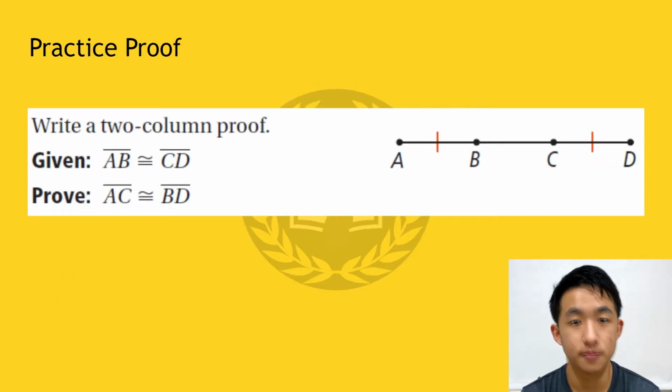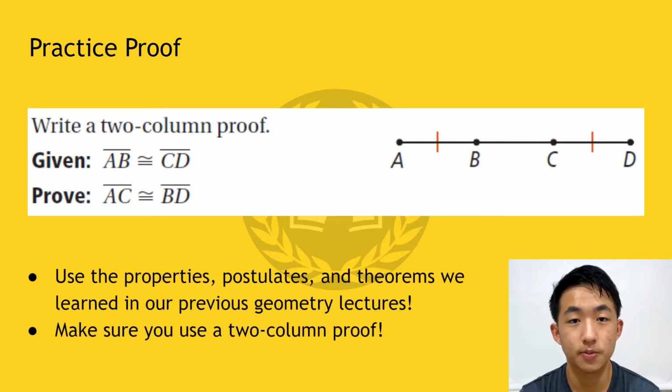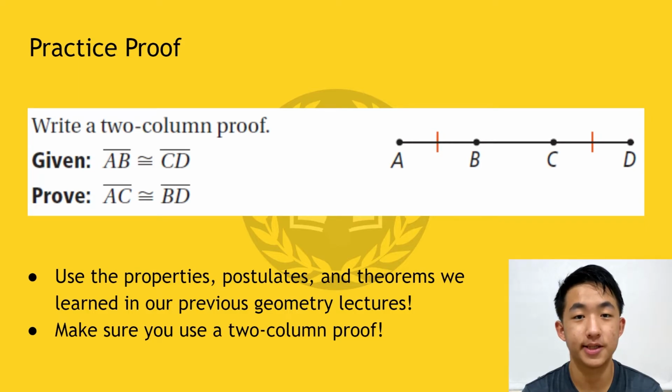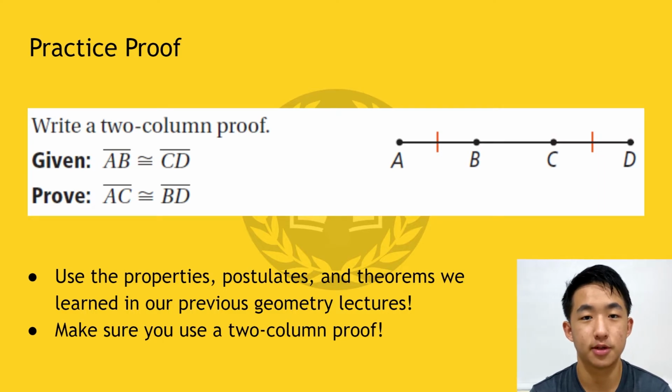Okay, let's move on. Here is a sample proof that I want you guys to practice. Remember to implement the properties, postulates, and theorems that we learned in previous lessons, and remember to use a two-column proof with statements and reasons. Okay, please take 30 seconds to write out a basic two-column proof. Time starts now. Good luck.